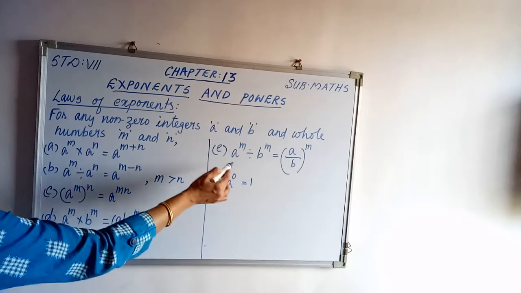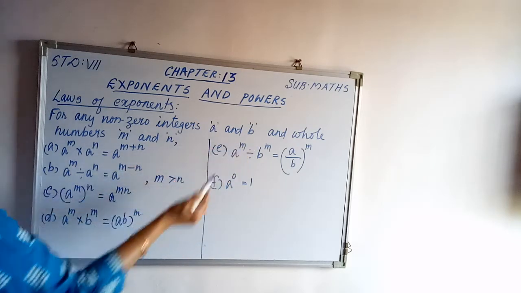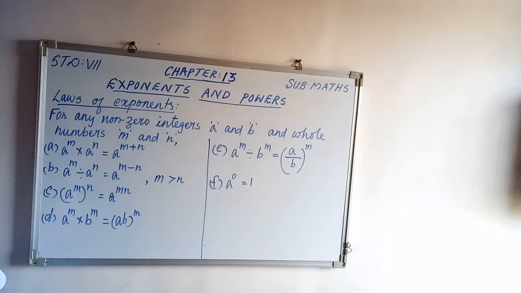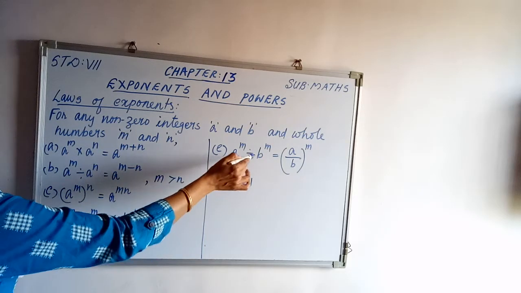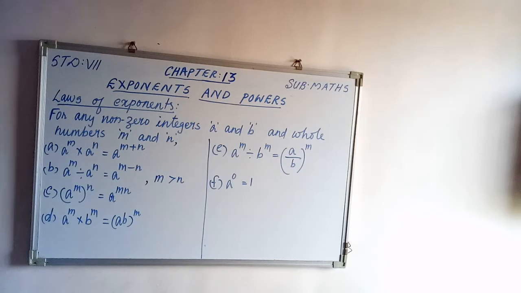Now here also the power remains the same and the bases are different. a raised to the power m divided by b raised to the power m, that is, divide the bases, a upon b, the whole raised to the power m. Now any integer raised to the power 0 is equal to 1. For example, 4 raised to the power 0 is equal to 1. Same way, 1000 raised to the power 0 is also 1. Is that clear? These are the laws of exponents.